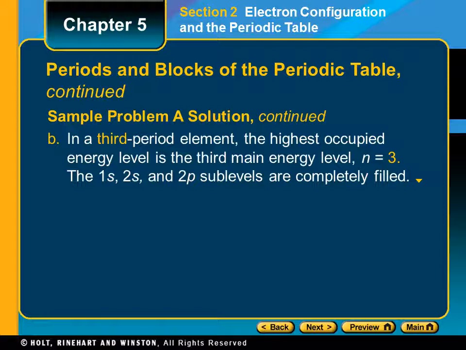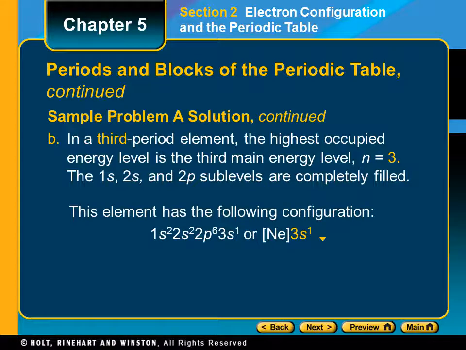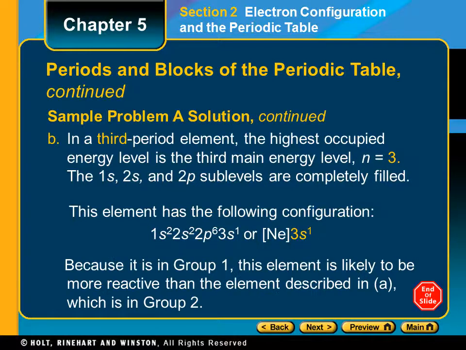In a 3rd period element, the highest occupied energy level is the 3rd energy level. So that's the 3. 1s, 2s, and 2p levels are completely filled. So the element has the following configuration: 1s2, 2s2, 2p6, 3s1, or [Ne]3s1. Because it is in group 1, the element is likely to be more reactive than the element described in A, which is in group 2.